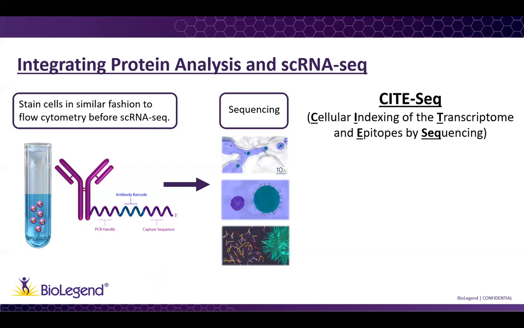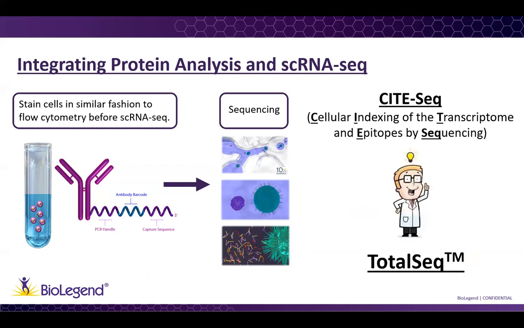The method is compatible with two high-throughput platforms such as DropSeq and 10x Genomics. Originally, the antibodies were conjugated to streptavidin, and biotinylated oligonucleotides were used to link the antibody and the oligonucleotide together. But now BioLegend has a line of antibodies for CiteSeq. These are our TotalSeq antibodies, which have the oligonucleotide already linked to the antibodies, allowing for an easy and fast one-step stain.